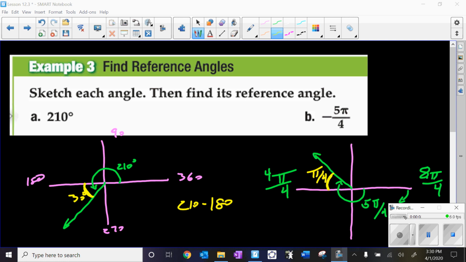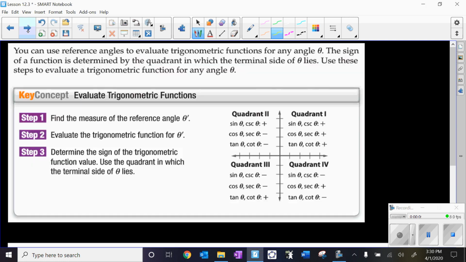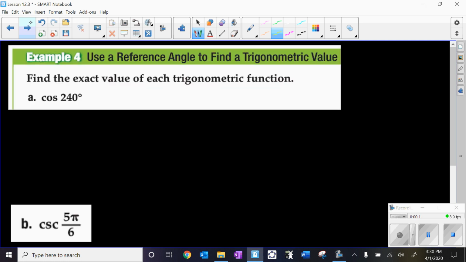Finally, we're going to find trig function values based off of these reference angles. This is where your special right triangles are really going to come into play. And I want to find the exact value of each trig function when we do this. So dealing with cosine of 240, we're first going to draw in our angle and then find our reference angle, just like what we did on example 3.